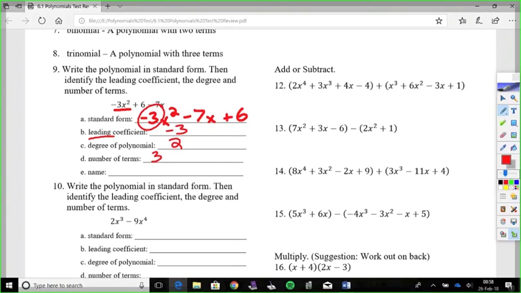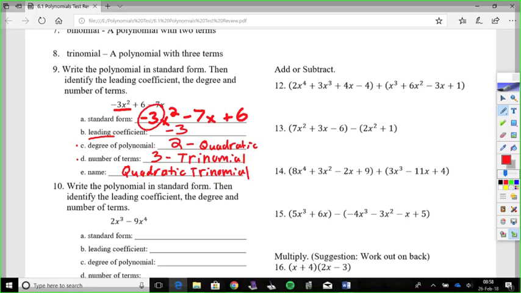All right, now the name. The name comes from the last 2 parts, C and D. It comes from the name of the degree and the name for the number of terms. When we have a second degree polynomial, we call that quadratic. When we have 3 terms, we call that a trinomial. So the name for this whole polynomial would be a quadratic trinomial.